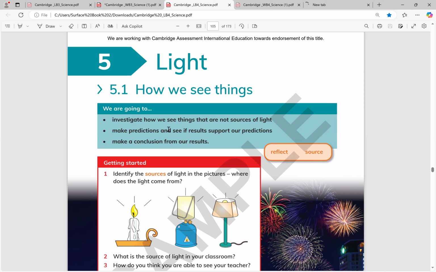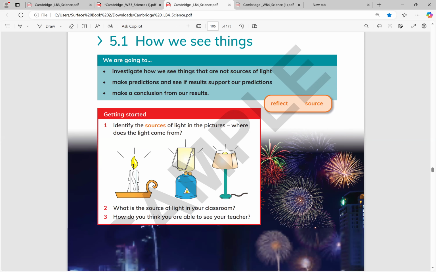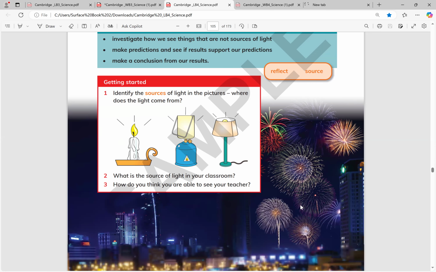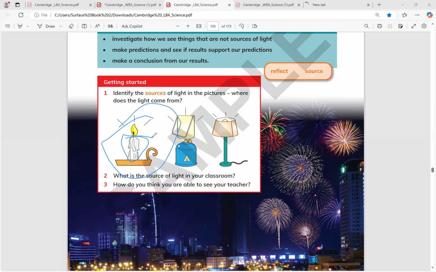So now we are going to learn about light and how we see things. Can anybody tell me what the sources of light are? Where does the light come from? Does it come from a source of fuel? Let's see. Where does the light come from here? This candle. Is it this wax?